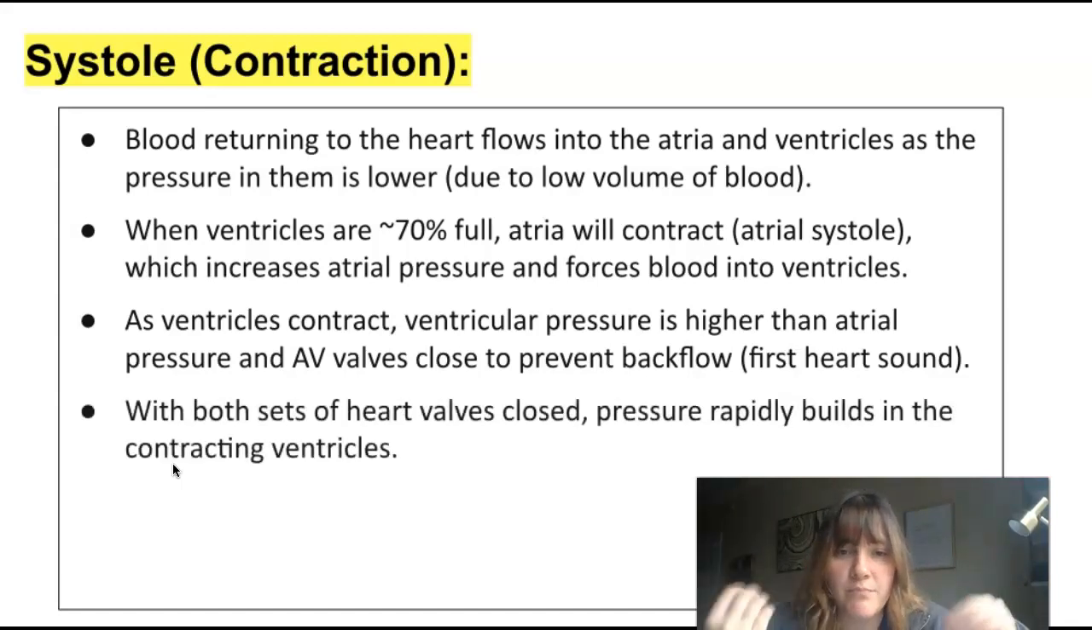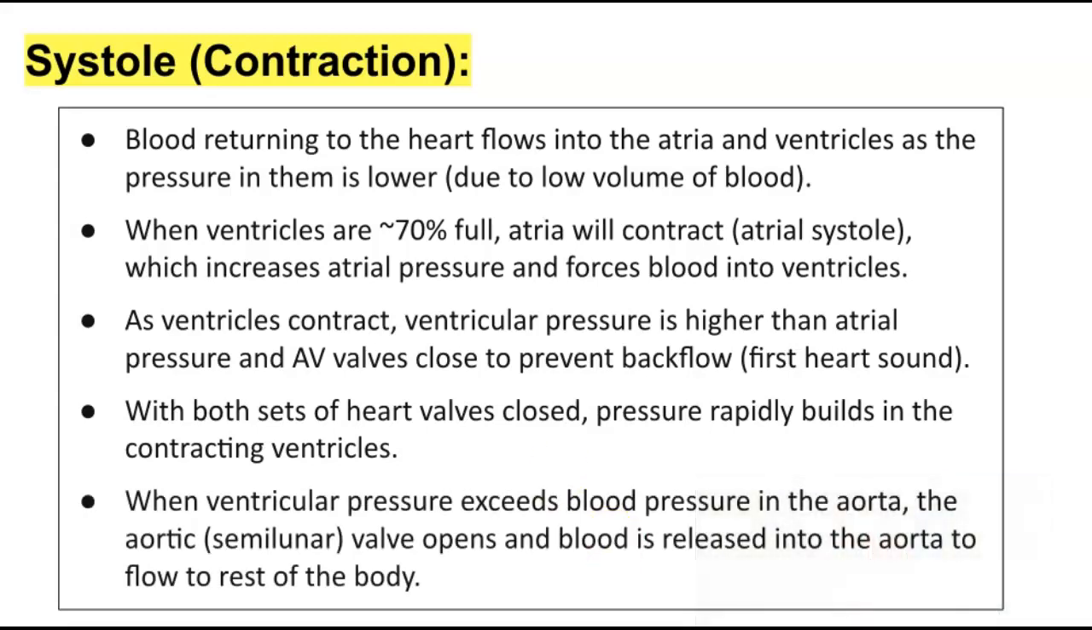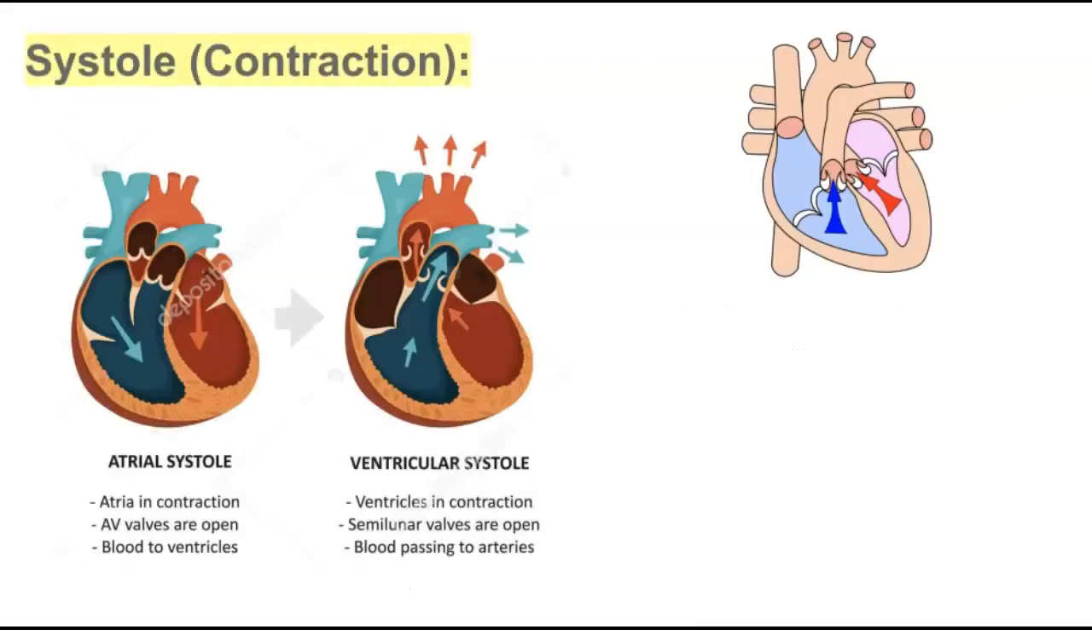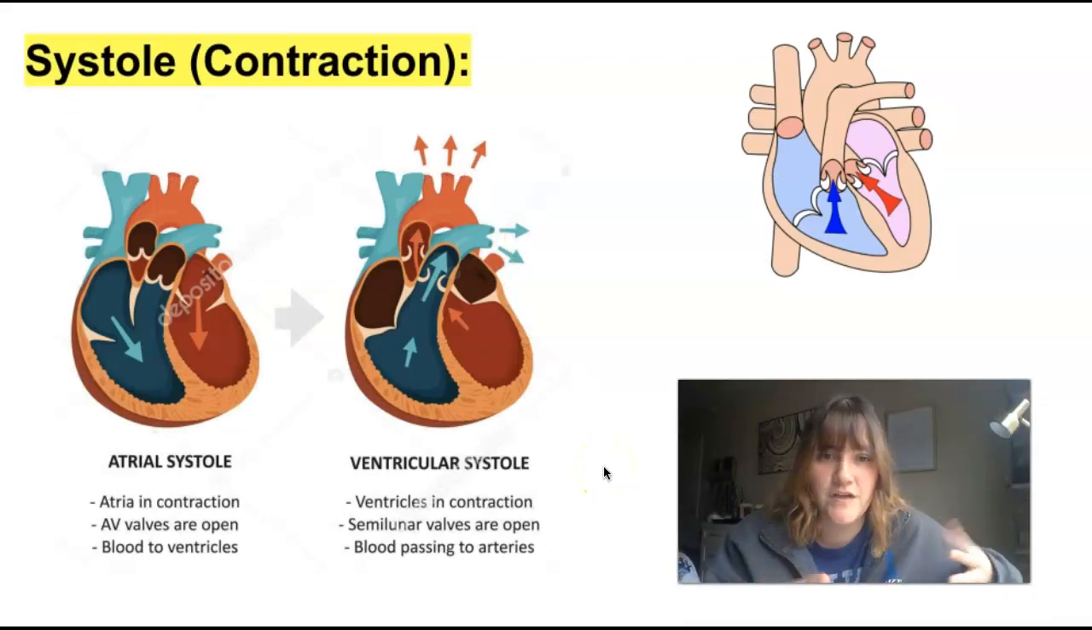And then with both sets of the heart valves closed, the pressure is going to really, really build in those contracting ventricles. And then eventually, once that ventricular pressure exceeds the blood pressure in the aorta, then that aortic, also called the semilunar valve, is going to open and blood gets released into the aorta and flows into the rest of the body. That's a lot of words, so I'm going to attempt to show you in pictures next. So pause if you need to take the notes and then come back and we will do a summary with some pictures. So let's look at these different pictures of systole.